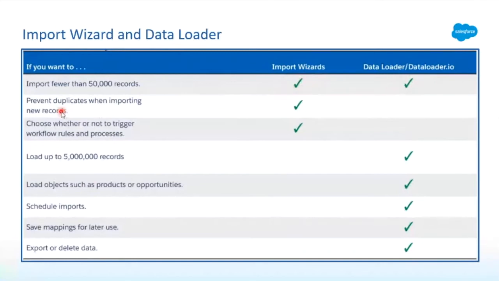And the additional capabilities which come with the import wizard are that you can prevent duplicates when doing the import, and also you can choose whether automation runs or not.